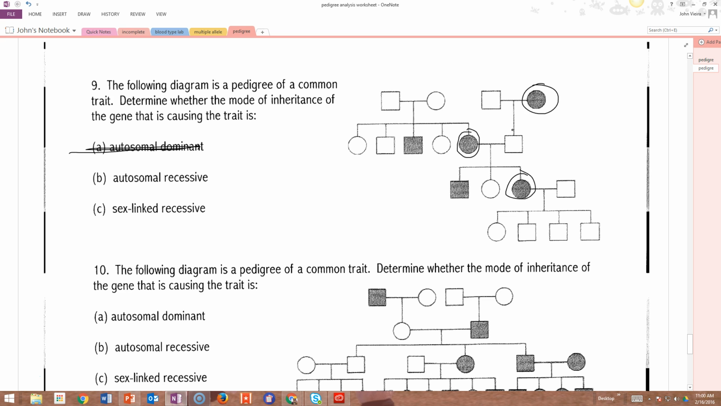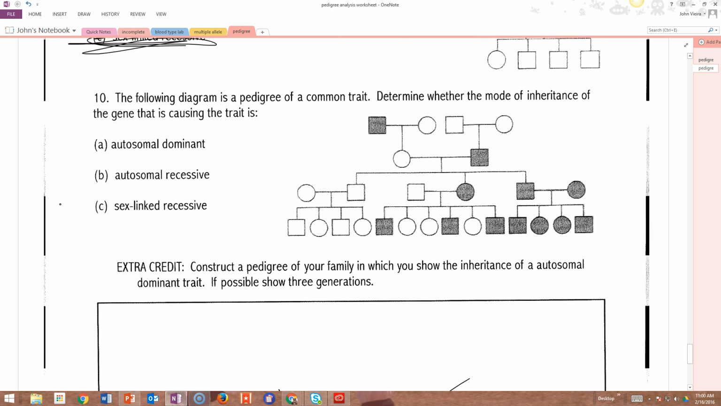Do any of them have a dad or son who's dominant? Yeah, right off the bat. This one, dad dominant. She has a dad who's dominant and 3 sons who are dominant. So obviously it is not sex-linked. So it's autosomal recessive.